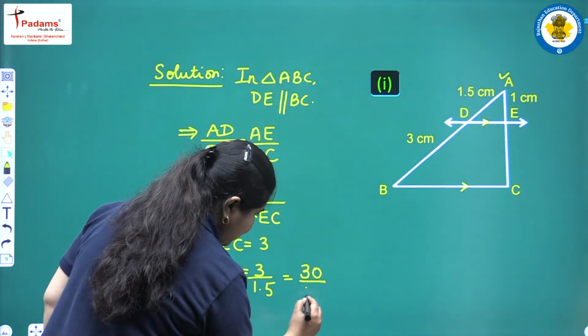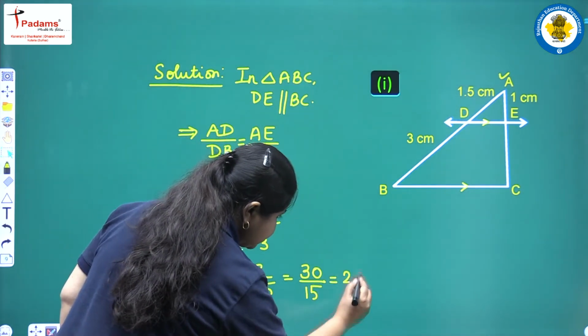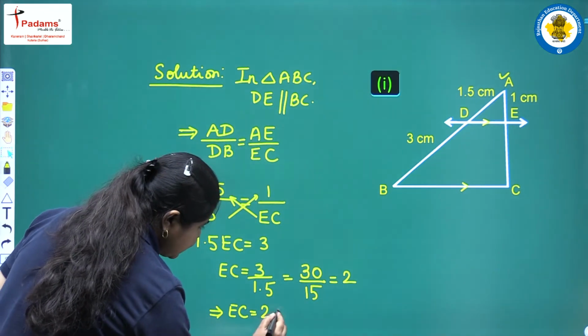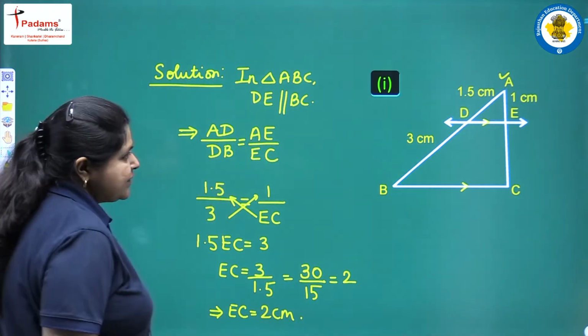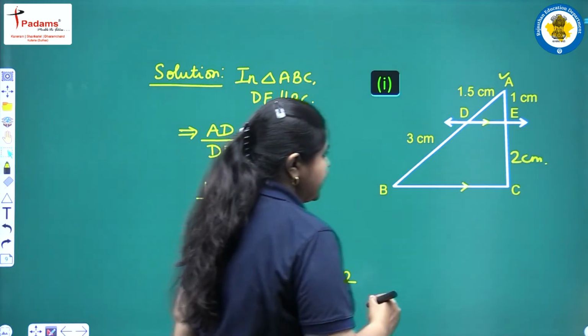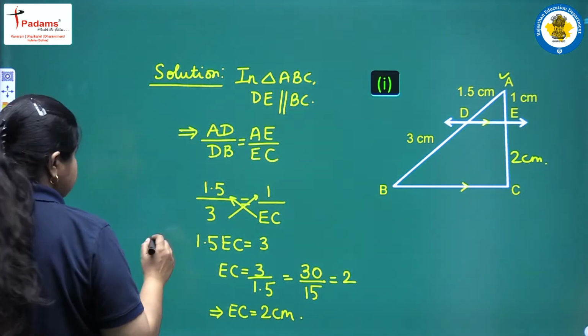We will get 30 upon 15 and this is equal to 2. So this implies that EC is equal to 2 centimeters long, which we were asked. We have found the value 2 centimeter. Getting it? Next we can also take the second part.